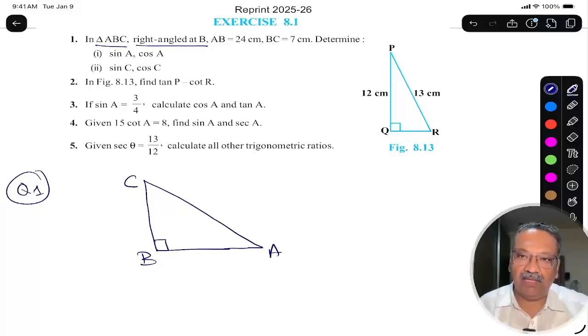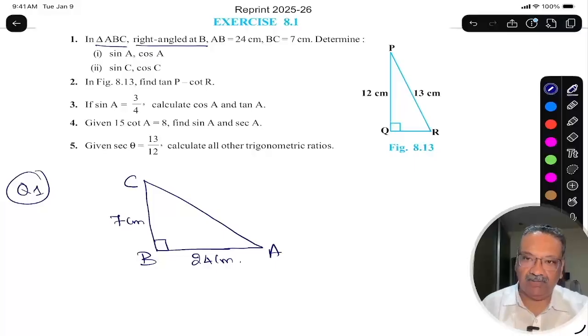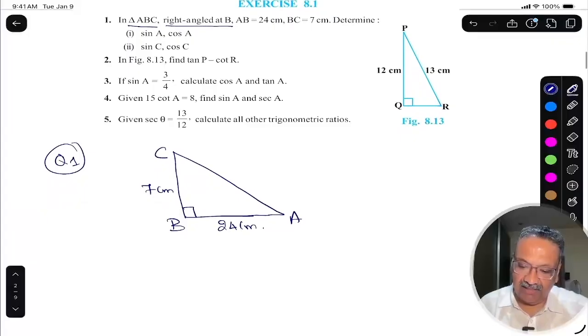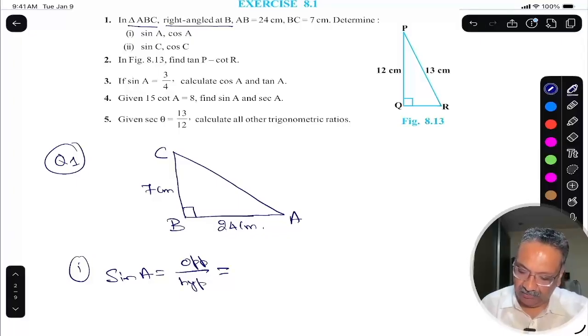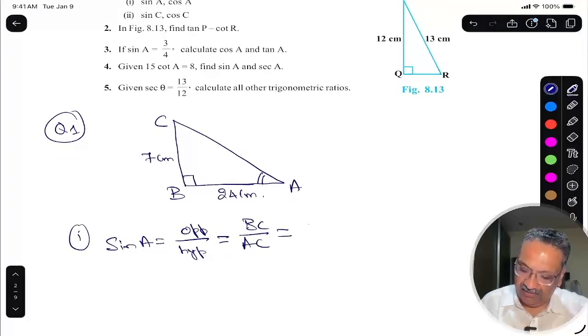They have given AB is equal to 24 centimeters and BC is 7 centimeters. Determine sin A, cos A. First one, we want sin A and cos A. So what is the formula for sin A? Sin of A is equal to opposite by hypotenuse. What is opposite of angle A? Angle A the opposite is BC by AC. And what is BC? BC is 7 centimeters. We do not know AC.